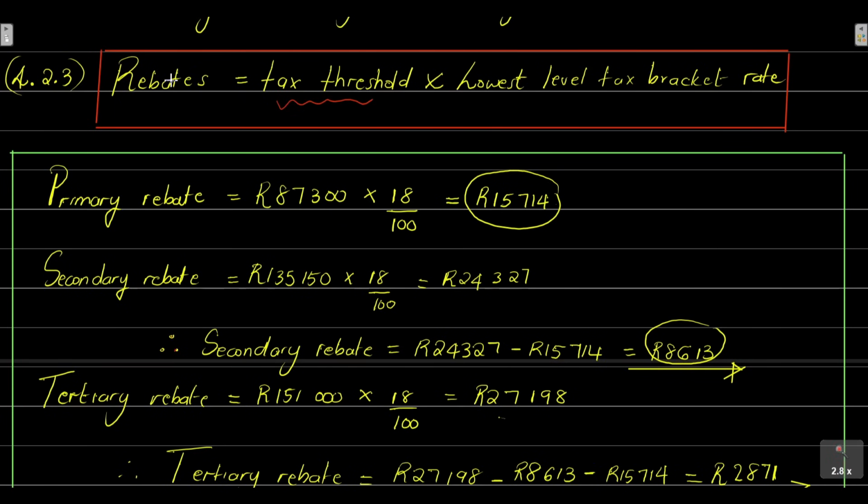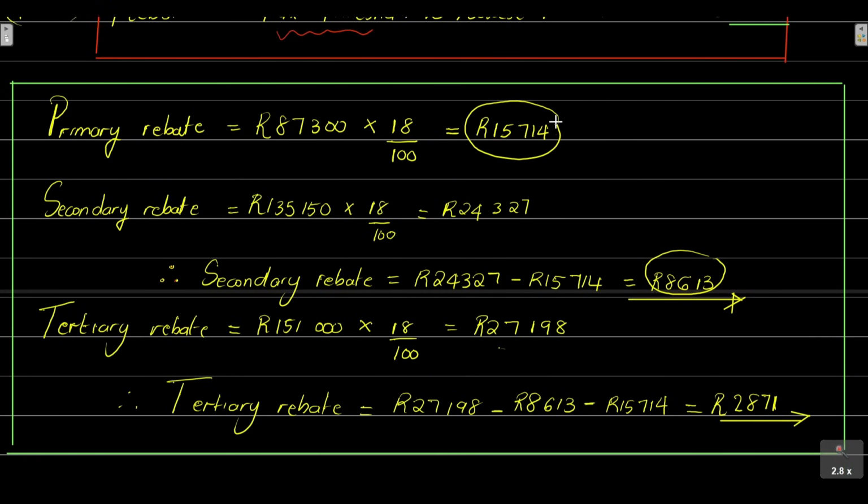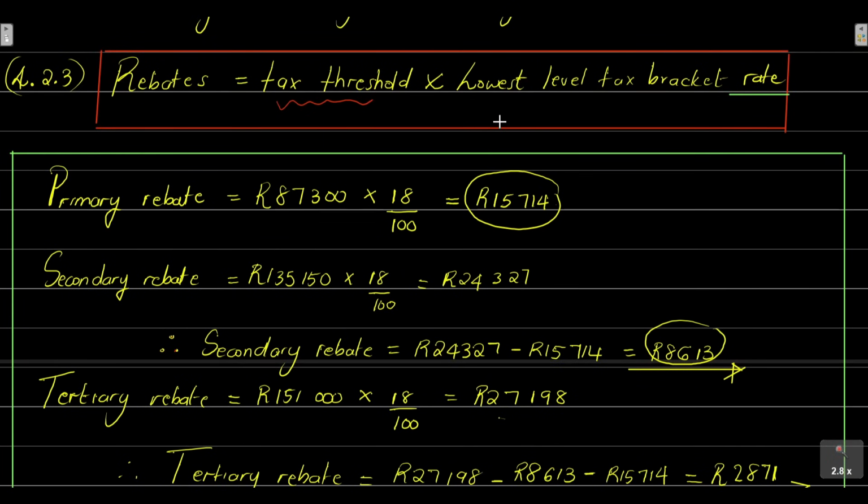Because we now know that the rebate is equal to the tax threshold multiplied by the lowest level tax bracket rate. But remember, we're not trying to show the rebate. The question was asking us to show how they got to the value of 135,150. So we're trying to determine the tax threshold and not the tax rebate. So what is this lady doing? The question is not asking us to determine the rebate. The whole point was to show you that this equation is actually correct. So now we can use this equation to help us determine the tax threshold.